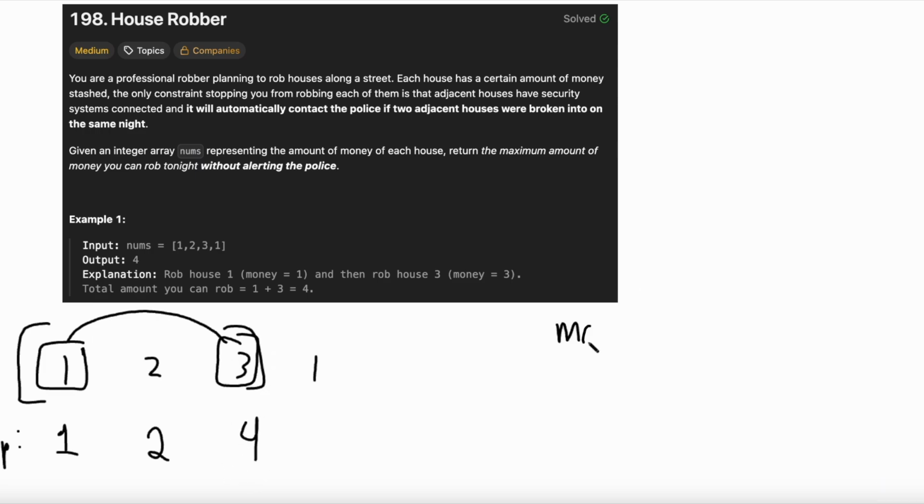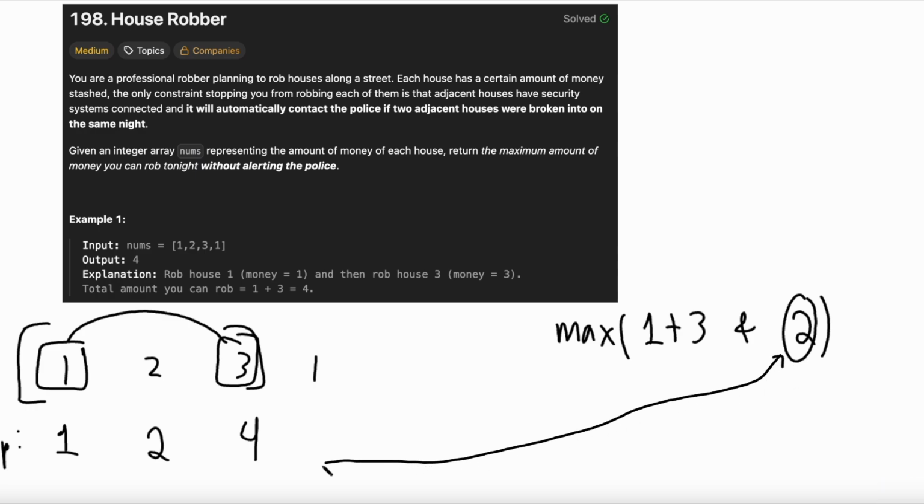4 is the max between 1 plus 3 and 2, where 2 is the maximum amount of money that we can rob from the previous house, house 2, and 1 plus 3 comes from the amount of money we rob from robbing houses 1 and 3. Now you might be wondering, why is this the case? Why do we even consider 2?